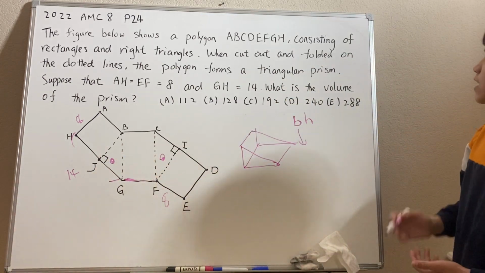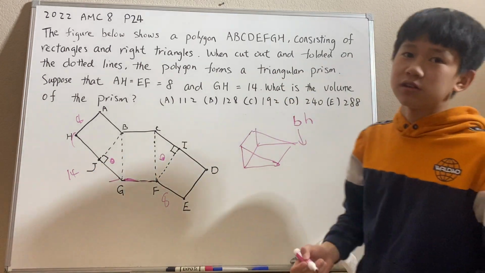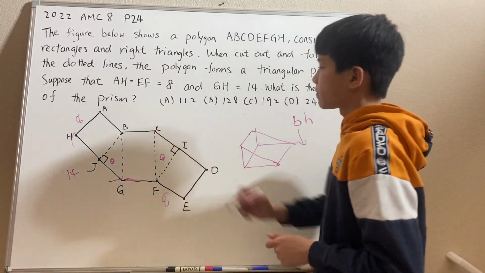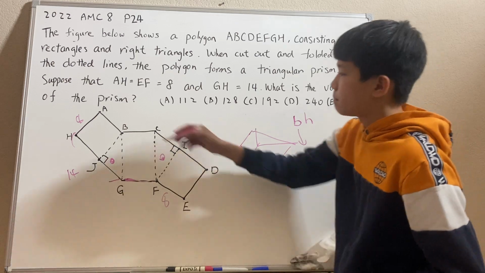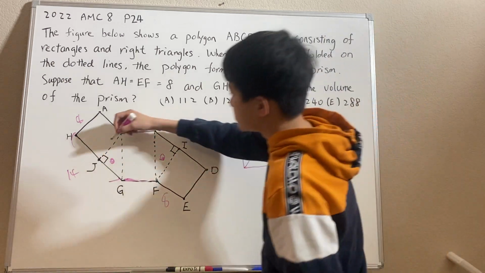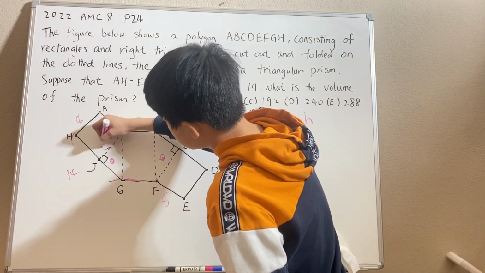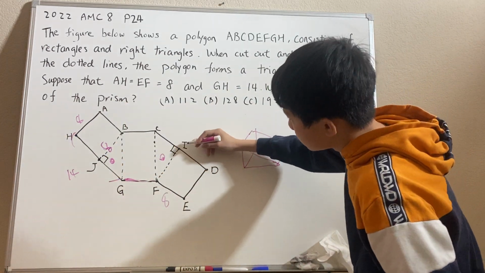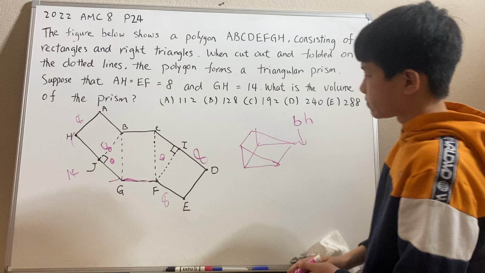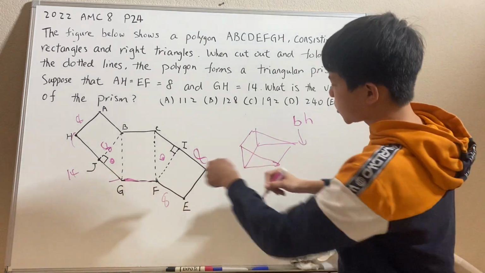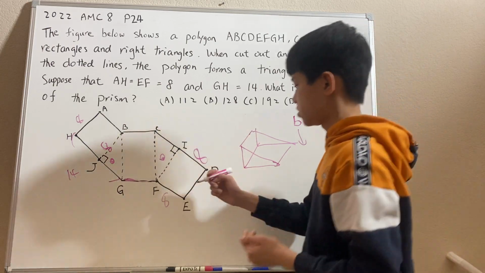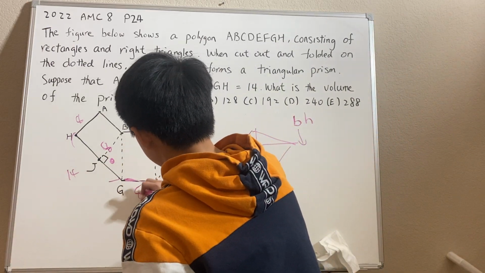Okay, so now we've established that, let's get to the number crunching and find the lengths so we can actually find the area. If AH is 8 and BJ is parallel to AH, that means that BJ is 8. Okay, that's good. Now, what else? Well, similar here, this is 8. What else? When we actually fold it, FE and GF will be the same length. So therefore, this is also 8.